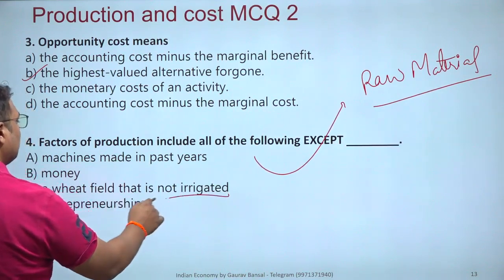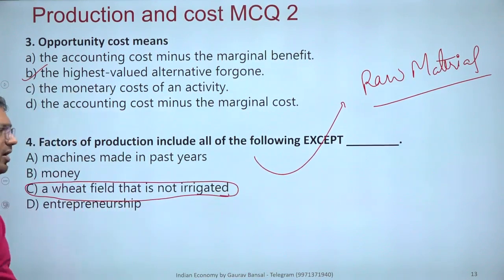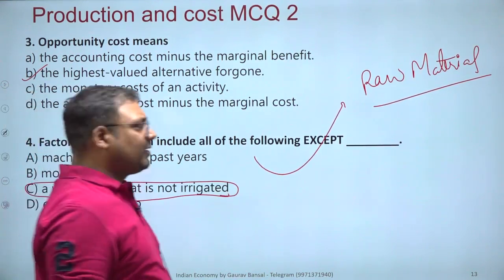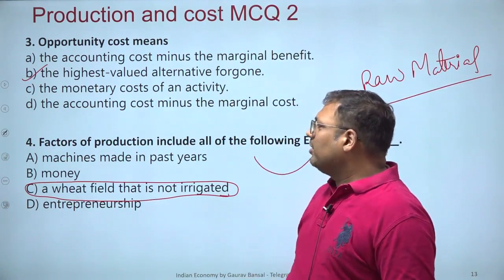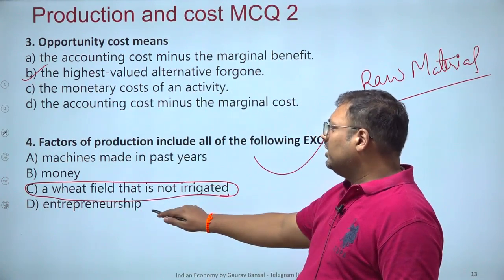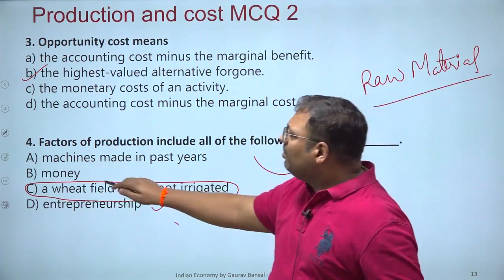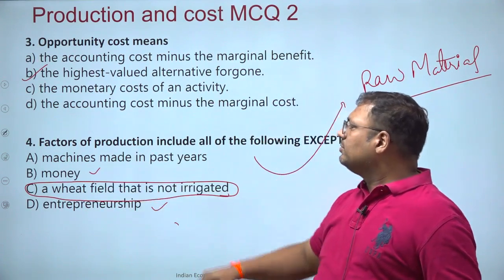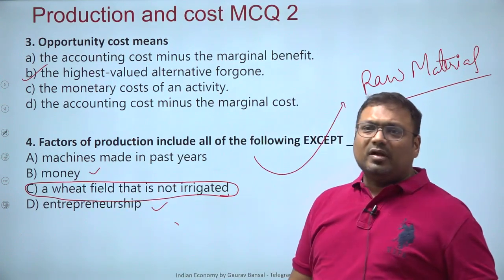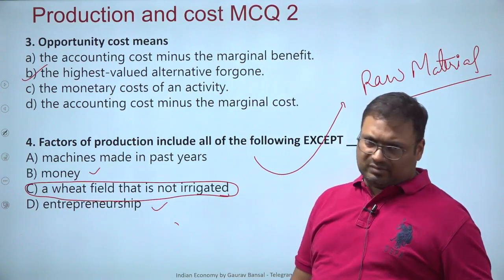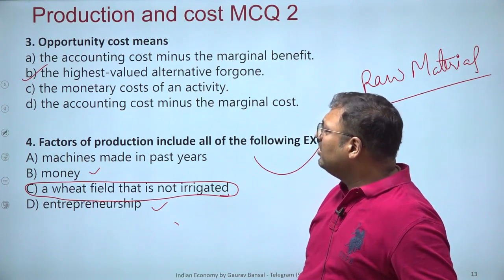wheat field that is not irrigated. Okay, this is land. Whether irrigated or not irrigated, land is a factor of production. You can produce something with that. Entrepreneurship, of course, that is very clearly listed. Okay, money. Is money a factor of production? Yes, money is capital.